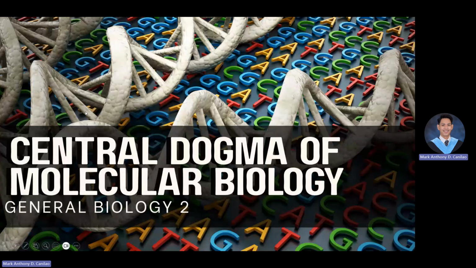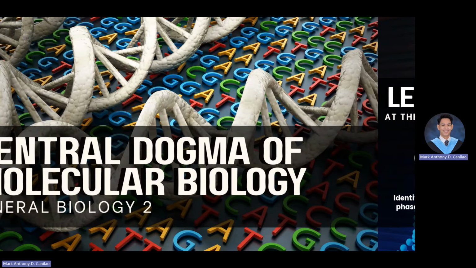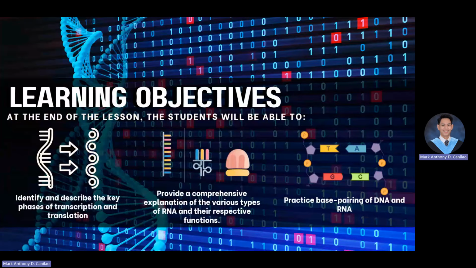Hello everyone. So today we're going to discuss the next topic for Gen Bio 2, which is all about the central dogma. These are our objectives for today. Number one is to identify and describe the key phases of transcription and translation.